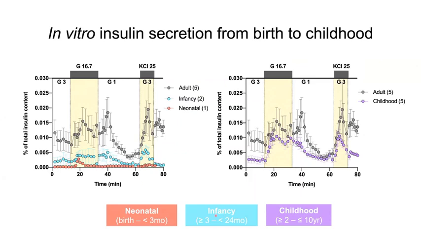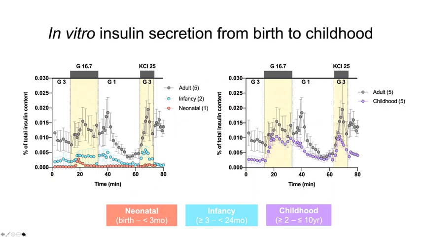In infancy, from 3 months to 24 months, you can see that the baseline of insulin secretion increases, and there is a response to glucose and also a response to KCl depolarization. But it's still very far away from the adult. So these data indicate that this is a process that takes years. It takes years for the islets, although they already have insulin, to fully respond, or for the beta cells to fully respond to glucose.